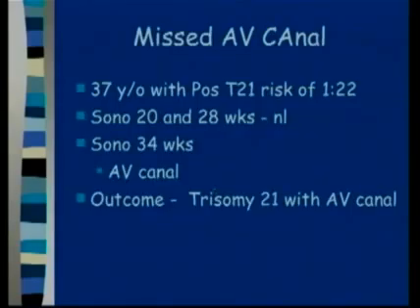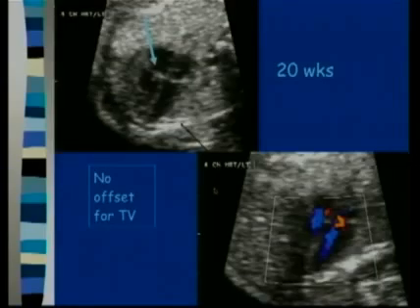So this patient was a 37-year-old with a positive trisomy 21 risk of 1 in 22. And she had an ultrasound at 20 weeks and at 28 weeks that were called normal. And at 34 weeks, she came back and an AV canal was identified and she ended up with trisomy 21. And let me tell you, go back and look at these pictures. It's not so obvious. The only real finding is that we could see no offset on this valve.